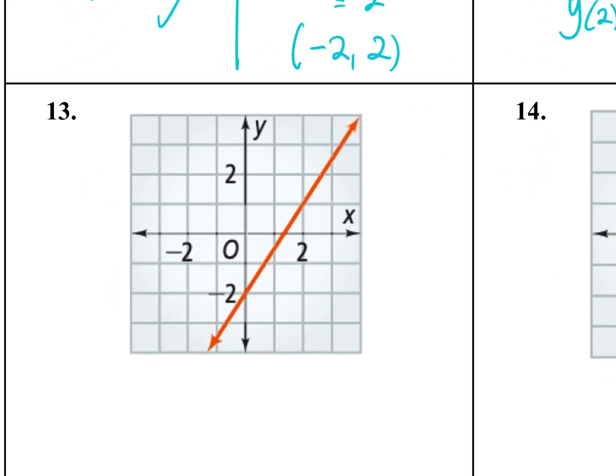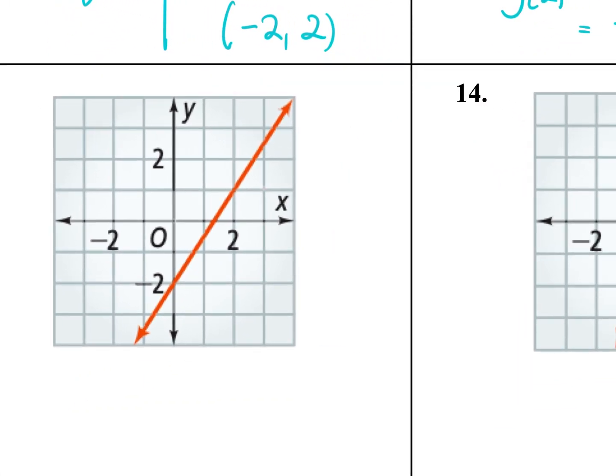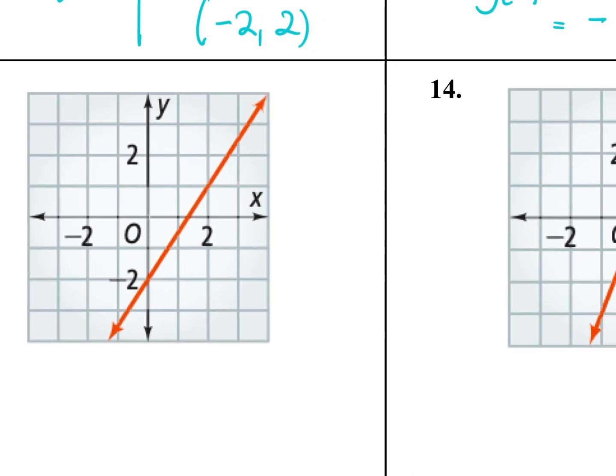Okay, next, number 13. I can see again that my graph has crossed the y-axis at negative 2. That means that my b is equal to negative 2. Now, for my slope, I'm going to just choose one more point here, maybe this one, because they perfectly intersect each other. So if I go up from my y-intercept to that place where the point is in here, this is going to give me 1, 2, 3. This is 3 units up.